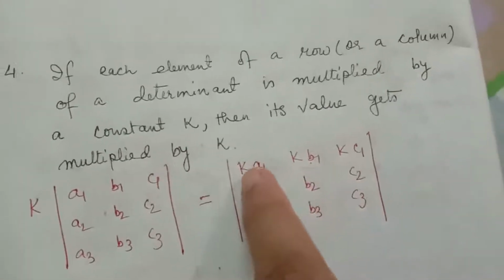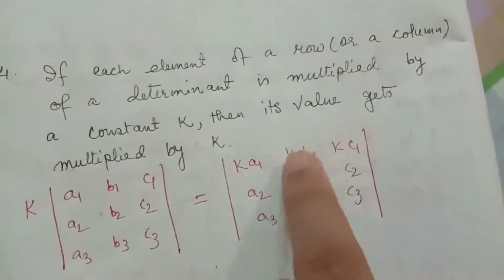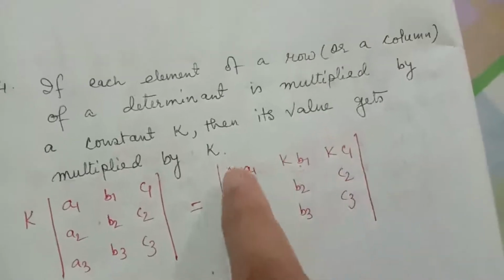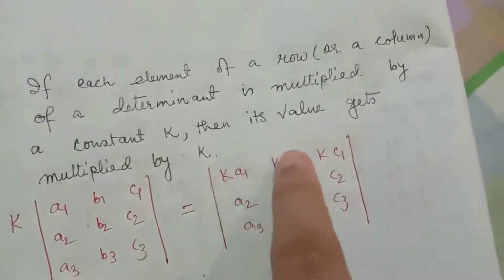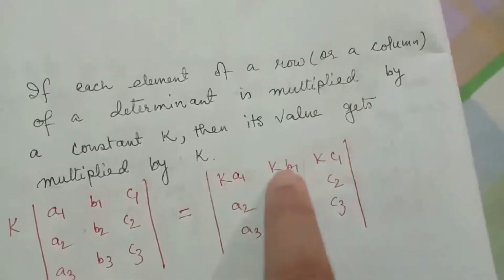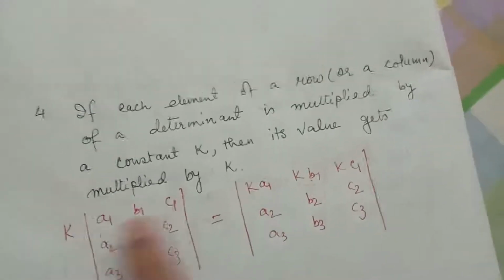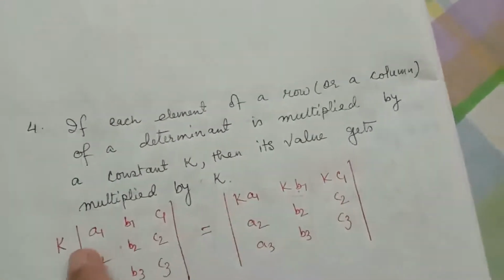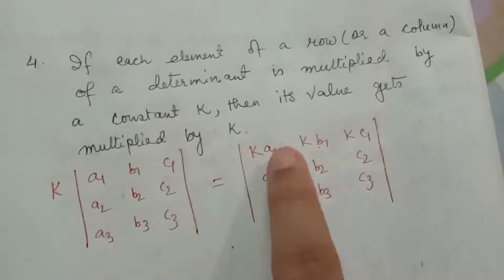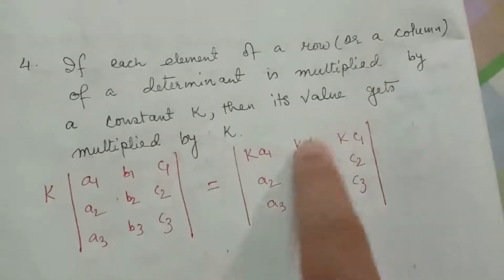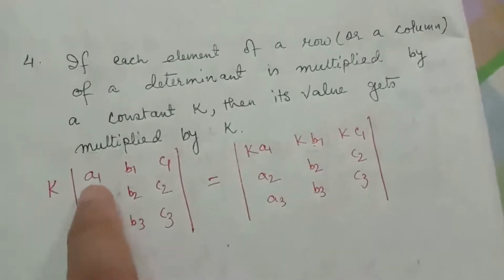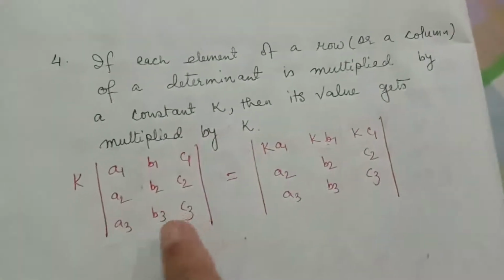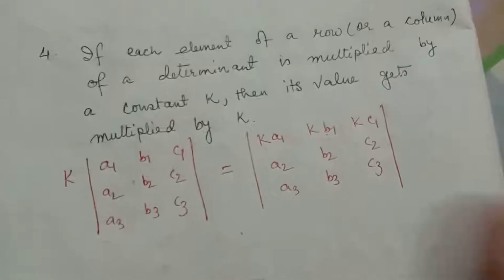Now you can think in this way also. Suppose each number of first row is multiple of k. That is, k is common factor of all the three elements. We can take k common from that row. Here you see each element of first row is a multiple of k, so we can take this k common, and this will become a1, b1, c1, a2, b2, c2, a3, b3, c3. You can think in that way also.